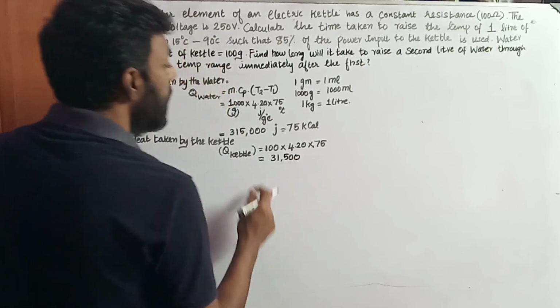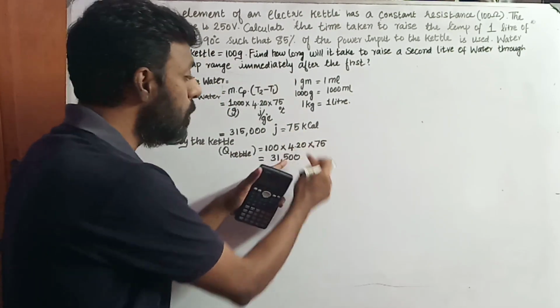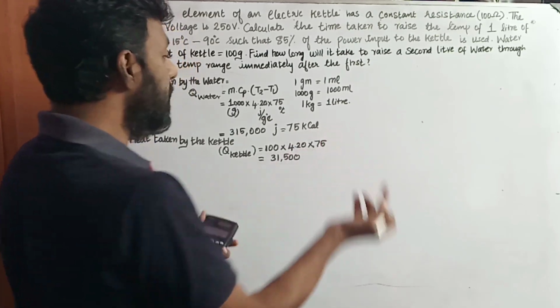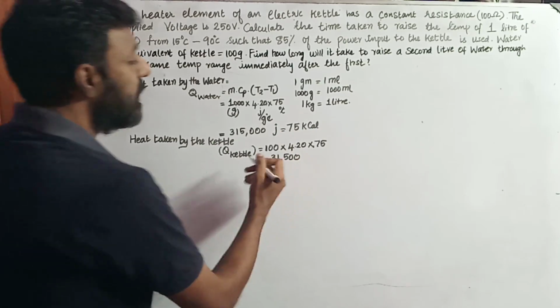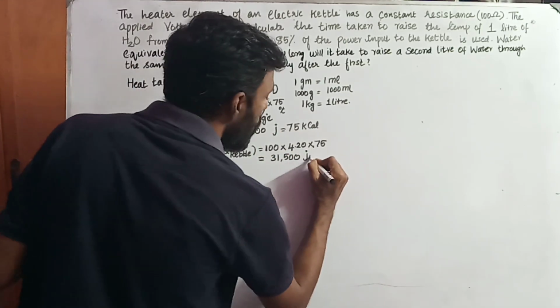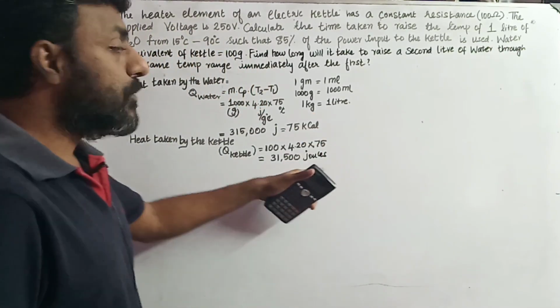The same 100, this 100 unit is gram. This one is joule per gram degree Celsius, and this one is expressed in degree Celsius. So everything will cancel, and you'll be getting the value in joules. Joules, joules. Right? So 31,500 joules.